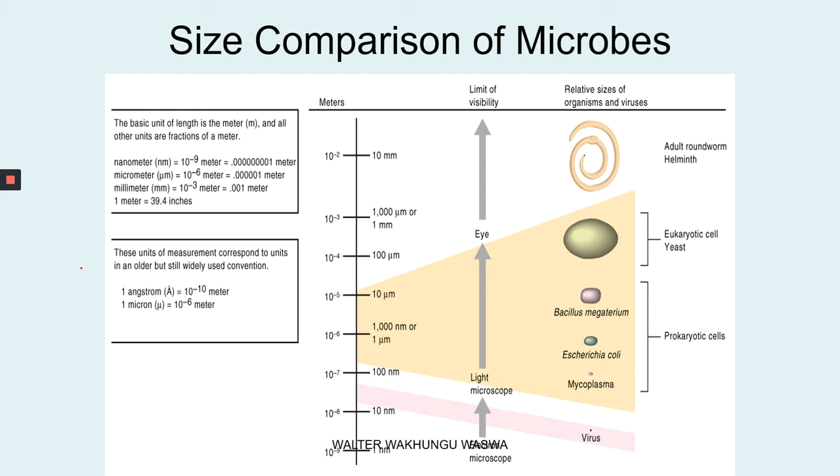There are those that you can see with the light microscope and those that you cannot see even with the light microscope that is in our lab. Viruses are quite smaller, so you need an electron microscope to see and identify them. The size comes out so uniquely that microorganisms, as they are known, are quite small. Most of them cannot be seen with the naked eye. Some of the parasites, the helminths, can be seen with the naked eye because some of them are quite large.